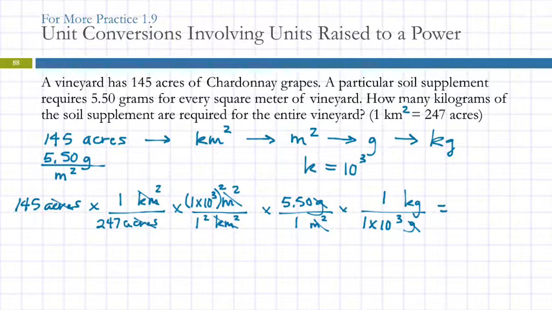How many sig figs should this answer have? I think it should have 3. The acres of land is 3 sig figs. The supplement dosage is 3 sig figs, and the relationship between square kilometers and acres is 3 sig figs.